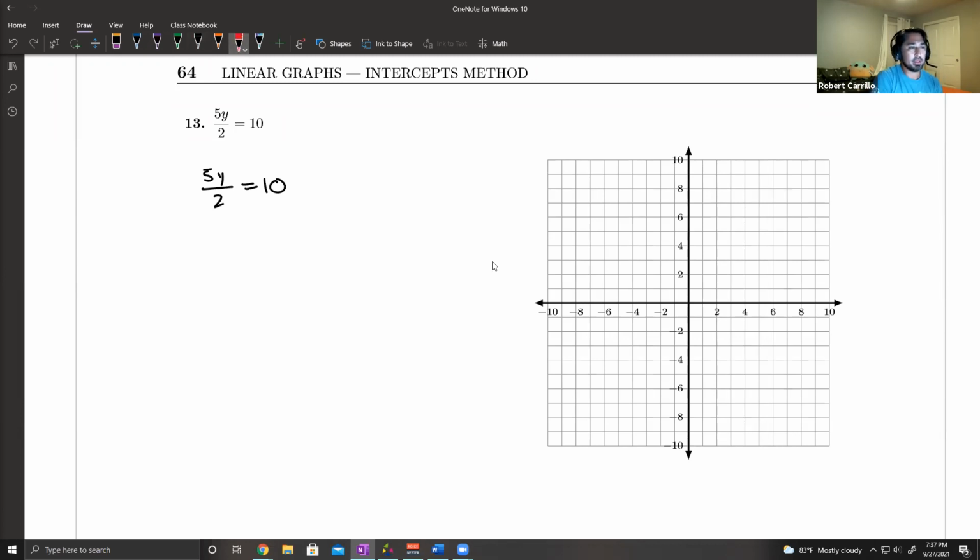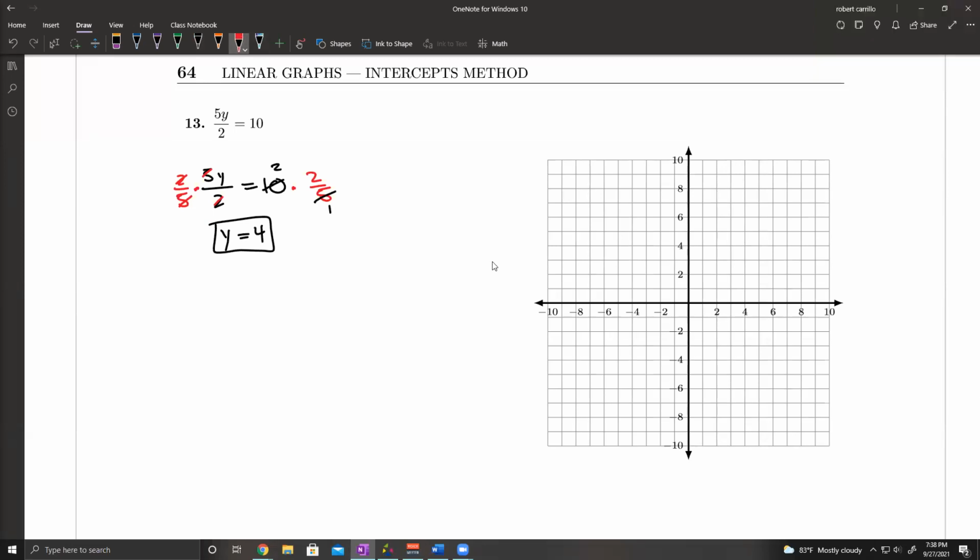We said to multiply by the reciprocal to help us solve for y. And cancel, cancel, cancel, cancel. You get y on the left side. And 10 times 2/5, that's 1. That's 2. And 2 times 2 is 4. Okay. So we get y equals 4, which is what type of line again? Horizontal.